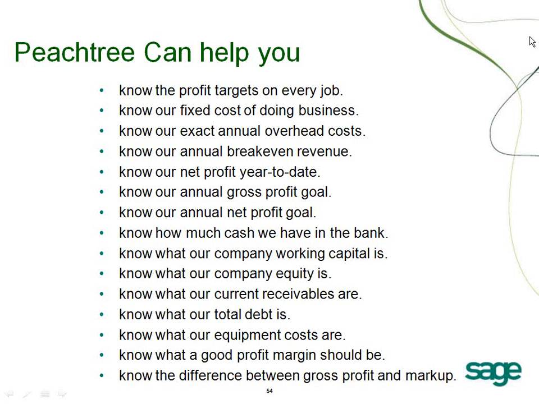Peachtree can help you know the profit targets on every job, know our fixed costs of doing business, know our exact annual overhead costs, know our annual break-even revenue, know our net profit year-to-date, know our annual gross profit goal, know our annual net profit goal, know how much cash we have in the bank, know what our company working capital is, know what our company equity is, know what our current receivables are, know what our total debt is, know what our equipment costs are, know what a good profit margin should be, and know the difference between gross profit and markup.